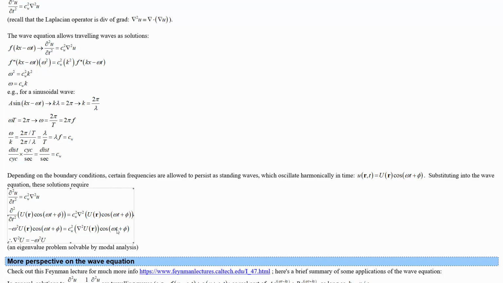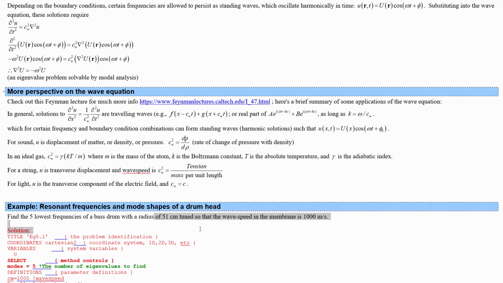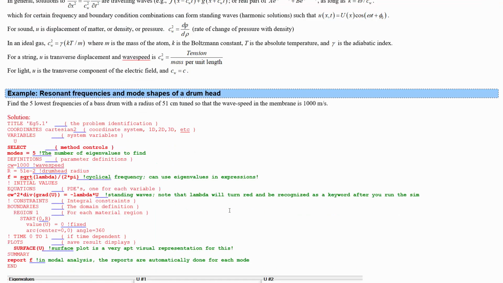So see if you can build that in for some circular membrane of 51 centimeters without looking at the example code, and then come back to it after you've had a chance to give that a shot.